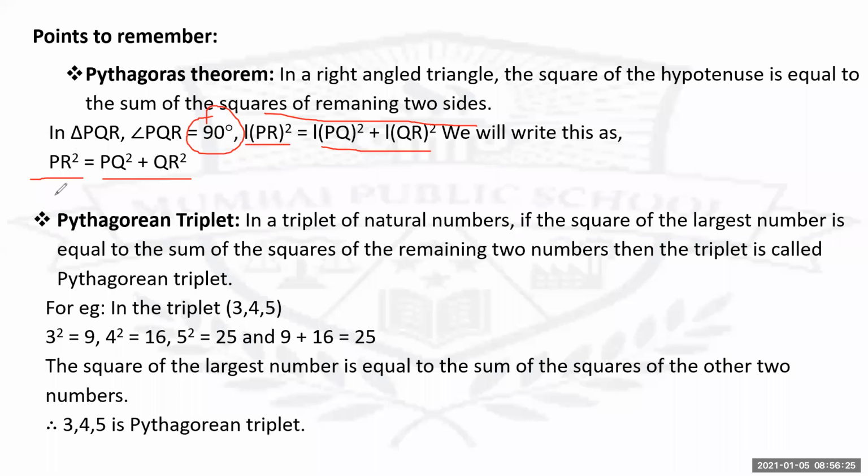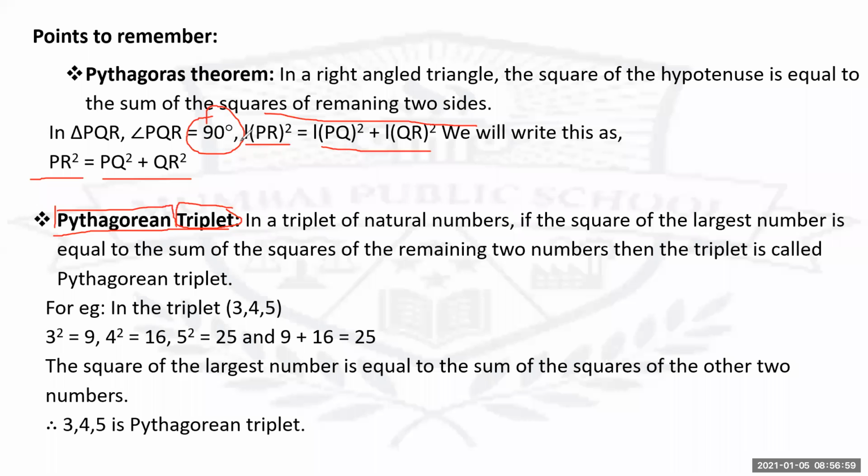The next part here is the Pythagorean triplet. You have questions based on this. Triplet means what? A series of three, a group of three. So a group of three numbers which will follow the Pythagoras theorem is the Pythagorean triplet. In a triplet of natural numbers, if the square of the largest number is equal to the sum of the squares of the remaining two numbers.